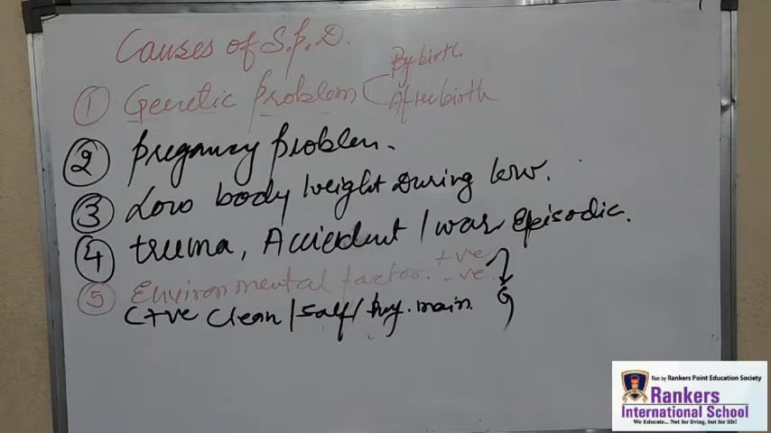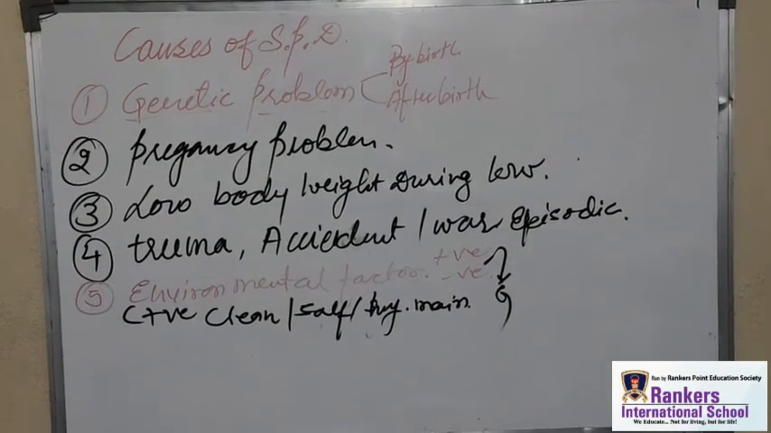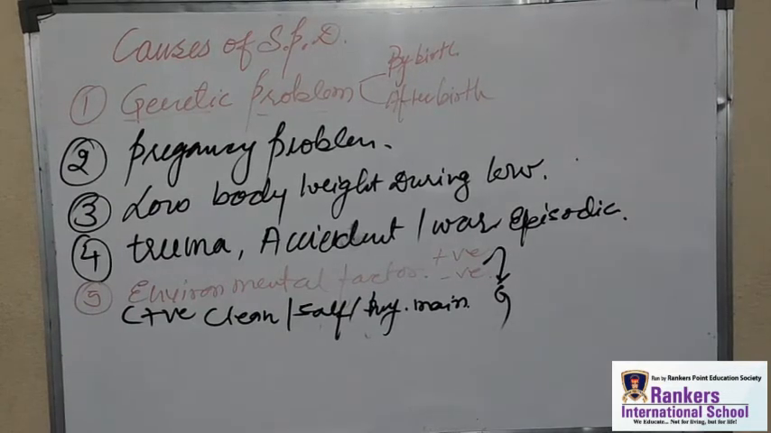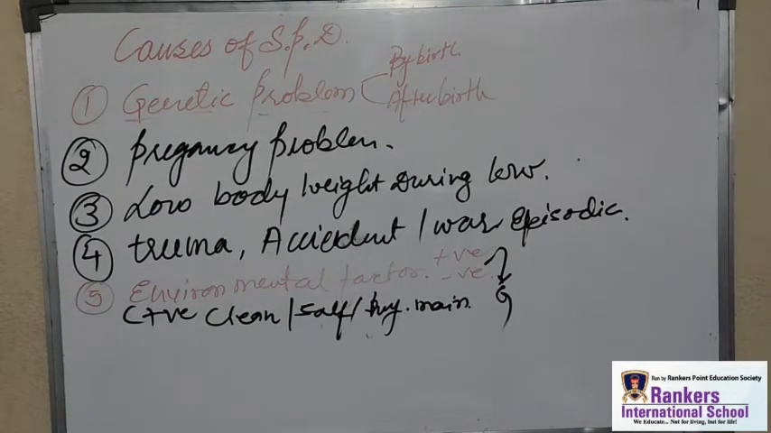So these are the causes of SPD, right? In simple terms, first is genetic problem, second is low birth weight, third is trauma, fourth is accident, sometimes low body weight, or the environment. Environment also plays a vital role, right? So you must understand that this environment should be positive. We need to take care that the environment is proper, so that things can be checked properly and achieved properly.